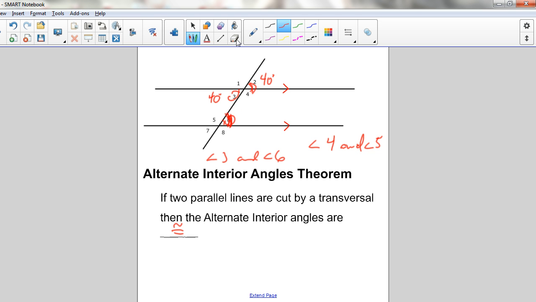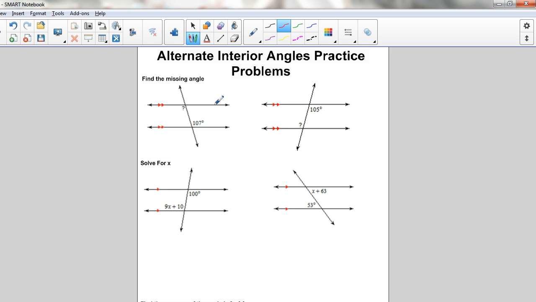So based on what we learned just a second ago, these are the same. This is also 40 degrees, if that was the angle I gave you. So alternate interior angles are congruent. That's what you need to take away from this. That's what the alternate interior angles theorem says.